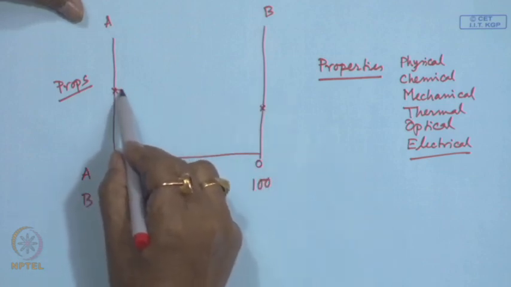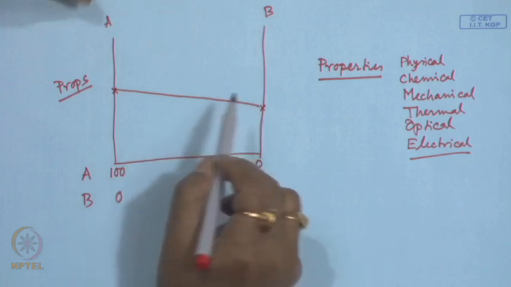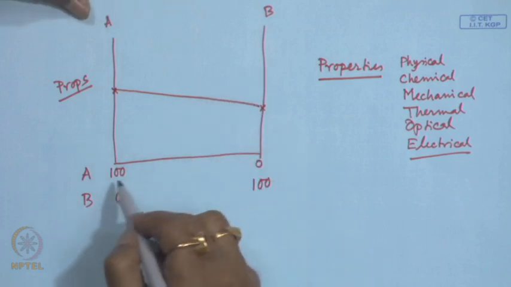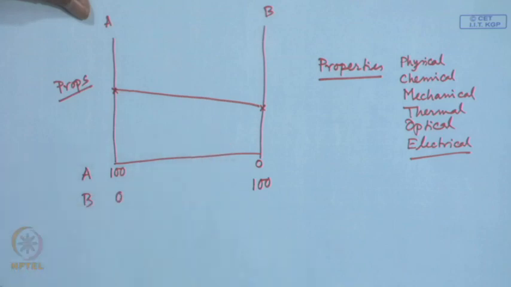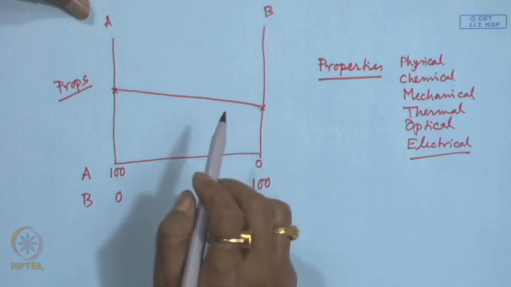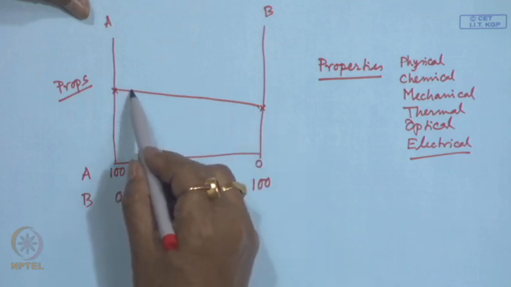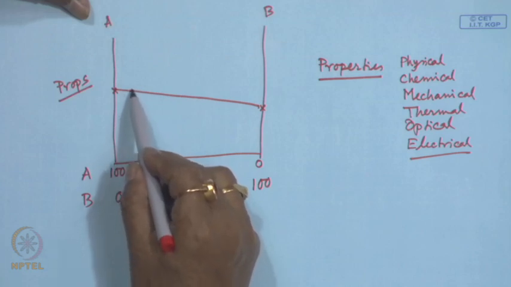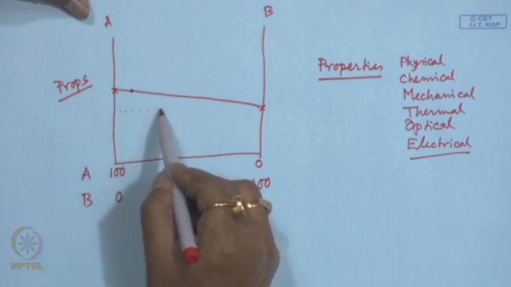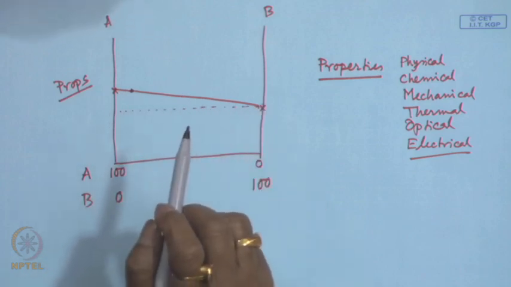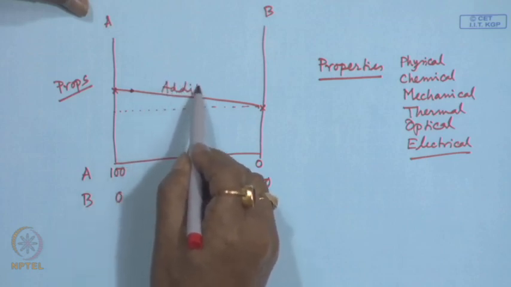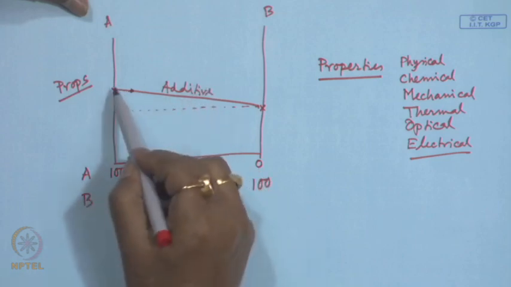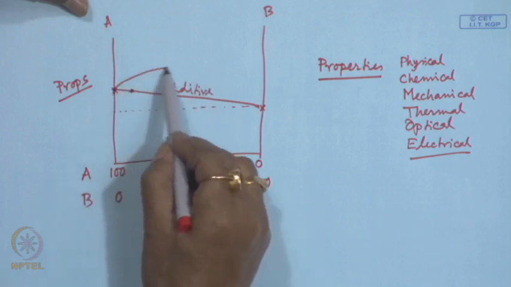So, if we add these 2 points, we will get an additive line. That means, if we gradually mix A with B or B with A, so property changes like this. That means, if we have more proportion of A, less proportion of B, then we can have a property over here. That means, it is above this line. So, this is actually additive line, additive behavior. Okay. Then we can have a synergistic behavior like this.